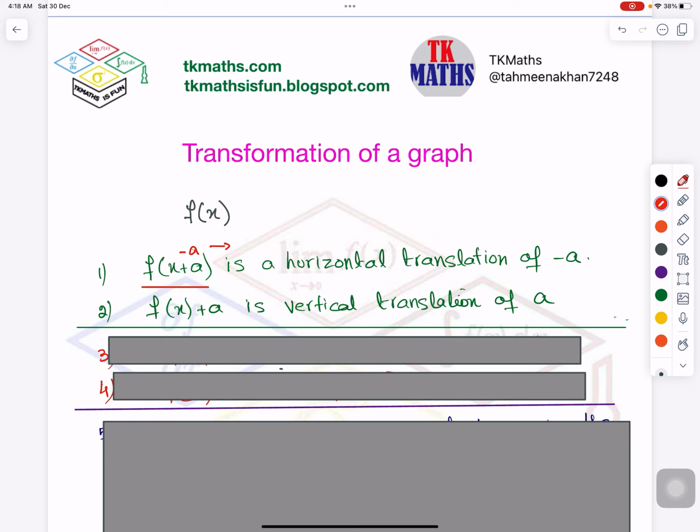And f of x plus a in this one, plus a means it is moving vertically up, minus a means it is moving vertically down. So this we have seen in the previous video. Today's video is about reflection.